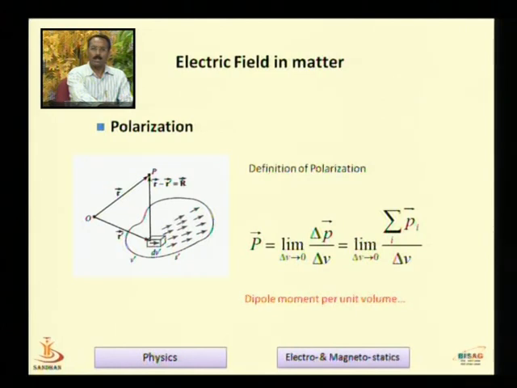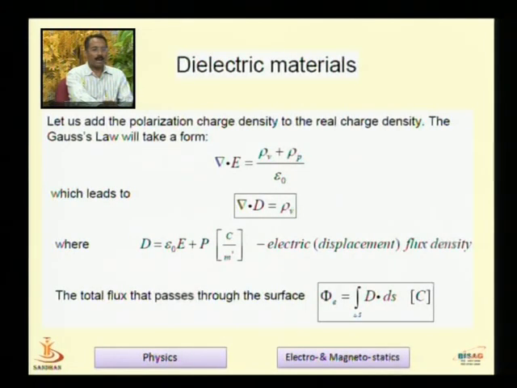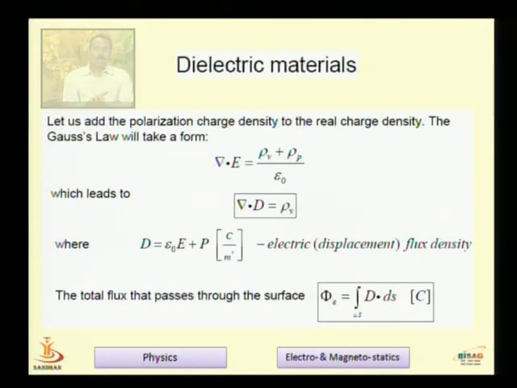It is also called a dipole moment per unit volume. And in dielectric materials, when your material is placed in an electric field, then divergence of E you can write down as rho V plus rho P. Rho V is because of the charges, and rho P is because of the polarization.